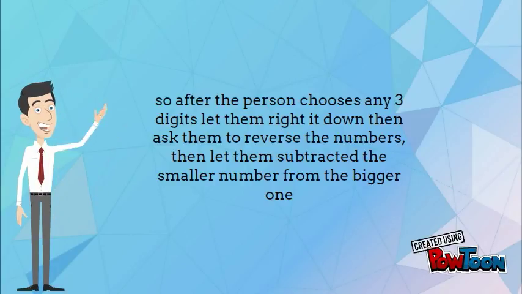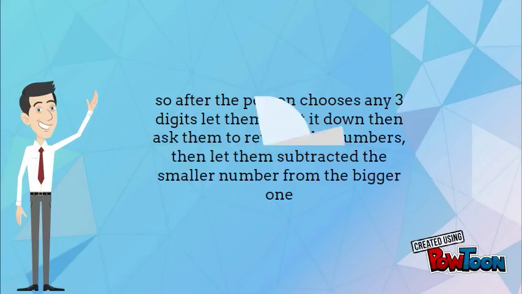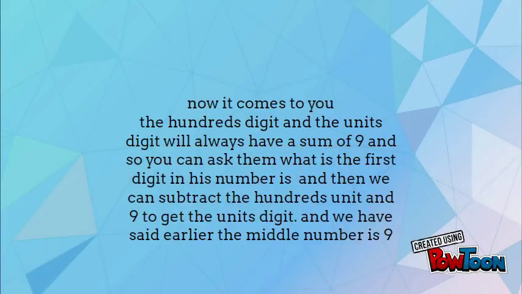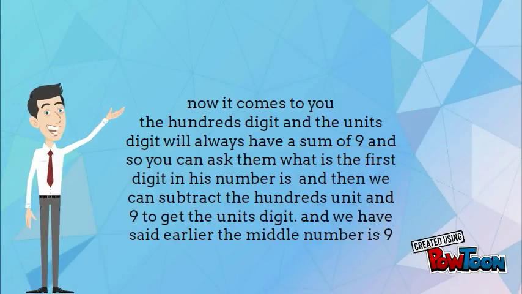So after choosing the three-digit number, you should ask your friend to reverse that number, and then he should subtract the smaller number from the bigger number. And so now it comes to you. The hundreds digit and the units digit will always have a sum of 9. And so you can ask them what the first digit in their number is, and then we can subtract it from 9 to get the units digit. And we have said earlier that the middle number is 9.